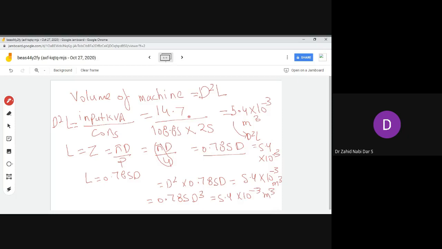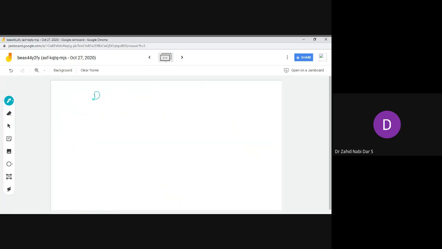So now if you substitute in this equation, finally the D value which you will get is the cube root of 5.4 into 10 power minus 3 divided by 0.785. So this would be the value of D. This happens to be around 0.19 meter. Okay, so the D value we get is 0.19 meter. Now the D value you got, 0.19 meter. So you know that L is equal to 0.785 D.